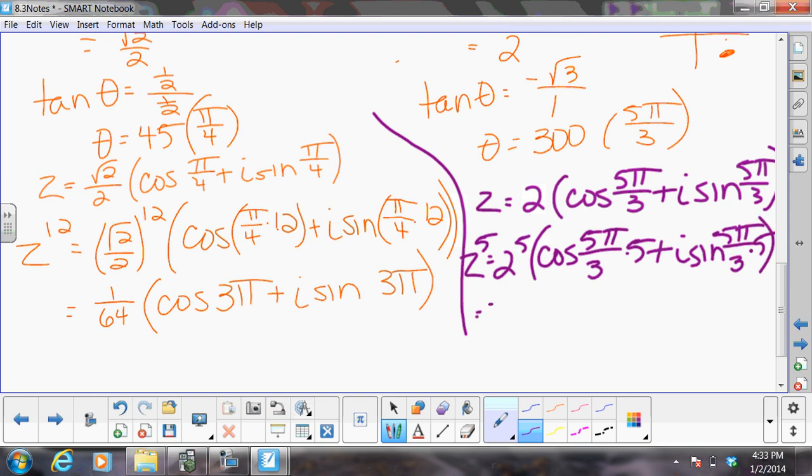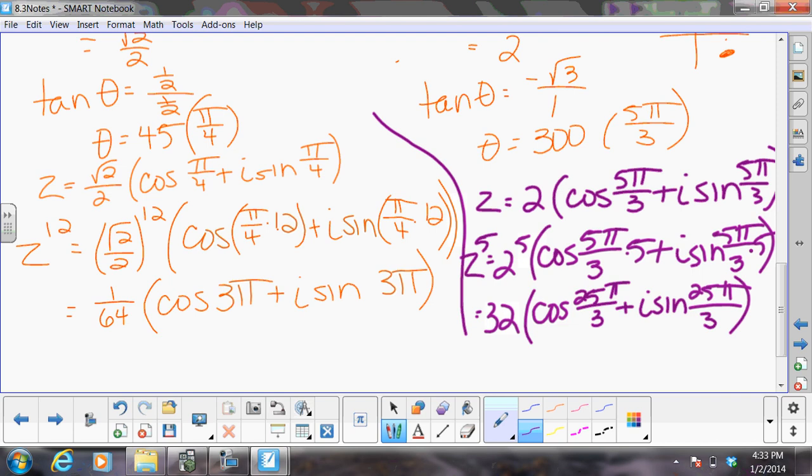2 to the 5th is 32, and then this becomes cosine 25 pi over 3. All right, onward we go. These are probably like really long notes.